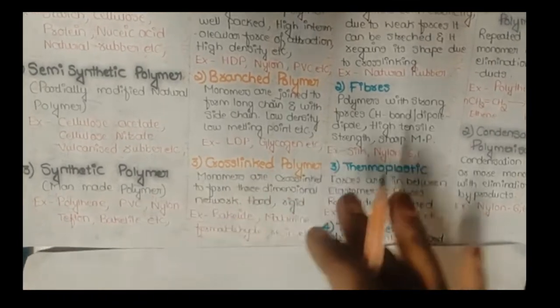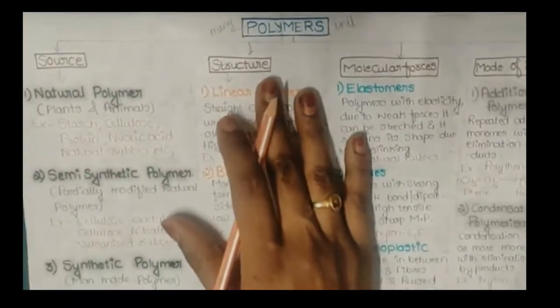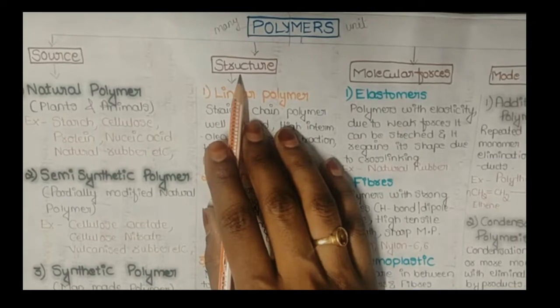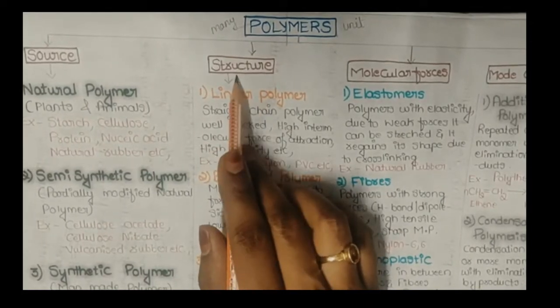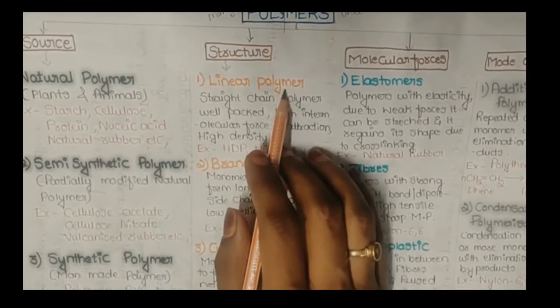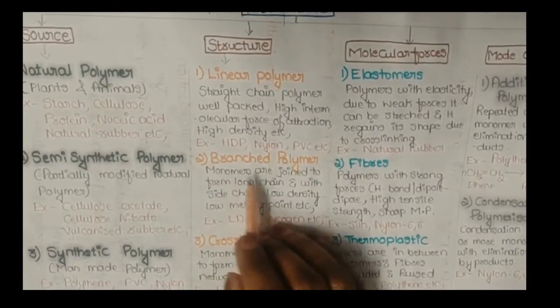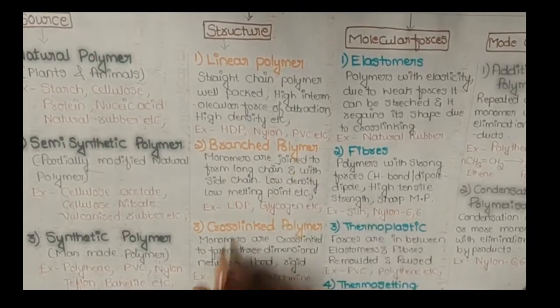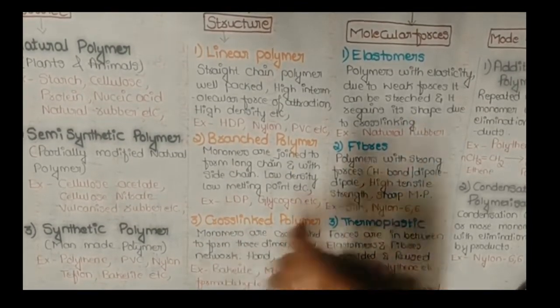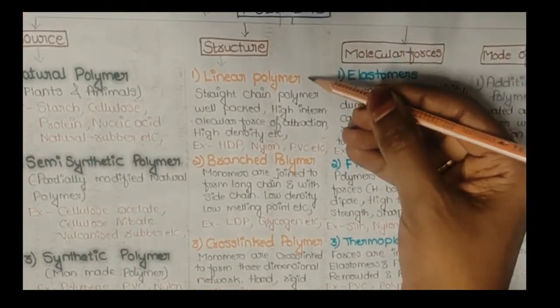So let us move on to the next classification. The next classification is based on structure. Here we have 3 types. The first one is linear polymer, the second one is branched polymer, and the third one is cross-linked polymer. So let us begin with linear polymer.